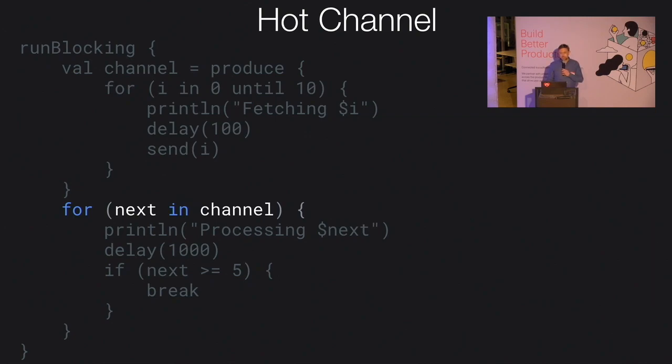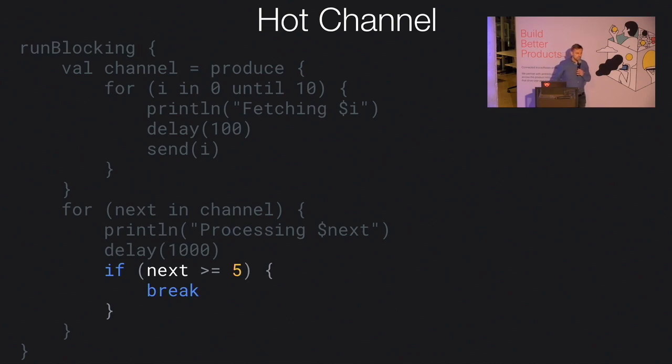Then we're looping through the channel, printing out the numbers from 1 to 10. Every time the channel produces something with send, it immediately gets into the channel. And then we have this little trick here. We're only collecting the first 5 elements. We don't actually care about the next 5. For whatever reason, we only care about the first 5 elements, and then we're leaving.